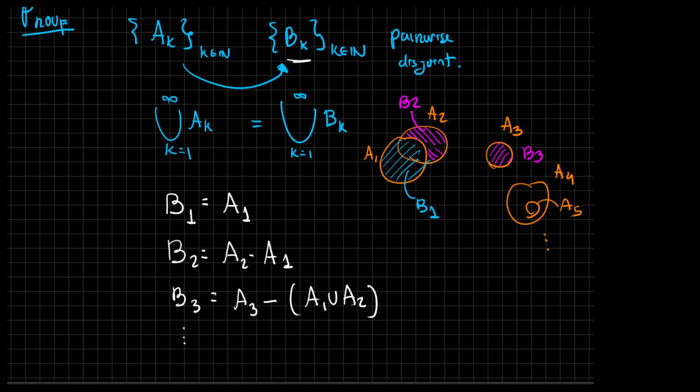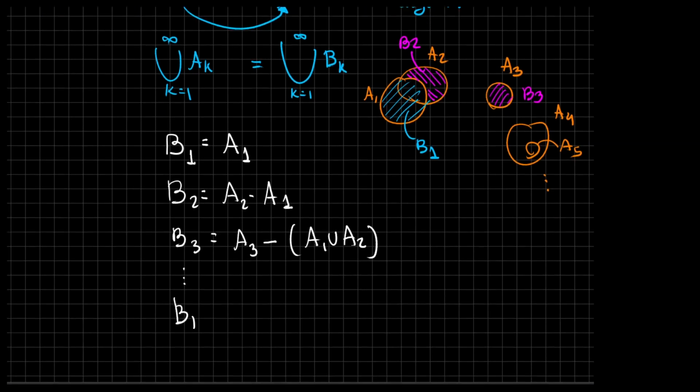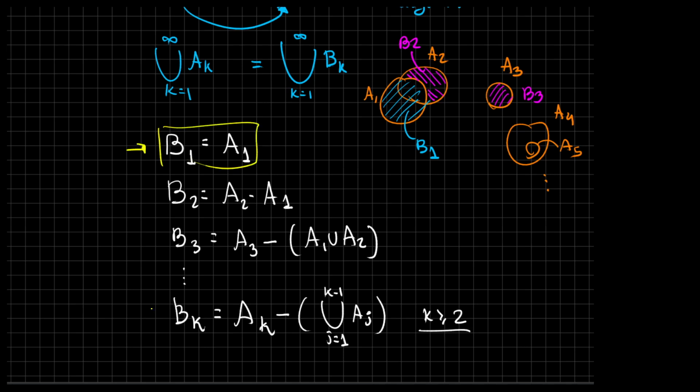So in general we will say that Bk is equal to Ak minus the union of Aj, with j from 1 until the k minus 1 index. Well, this if k is greater or equal than 2, and for the first one we will stick with B1 equal to A1. So here we have constructed our desired family.